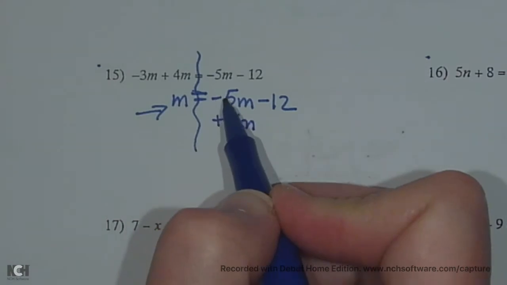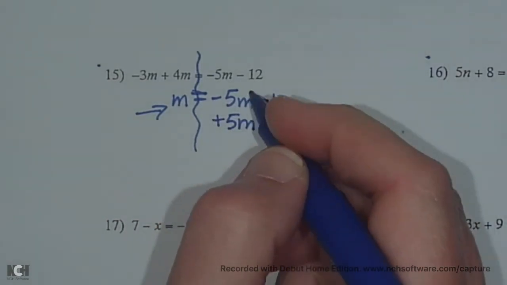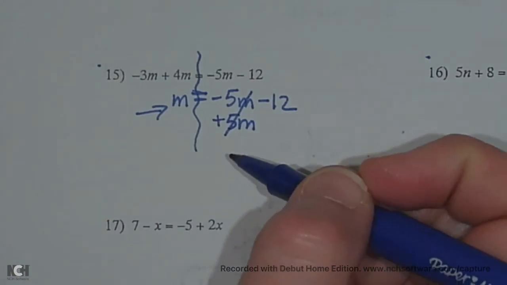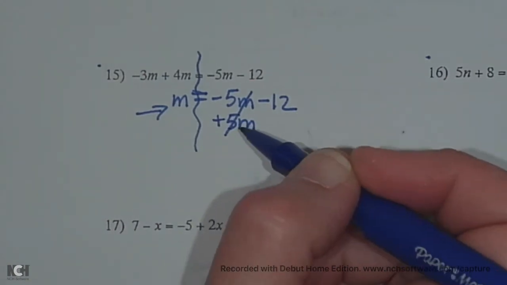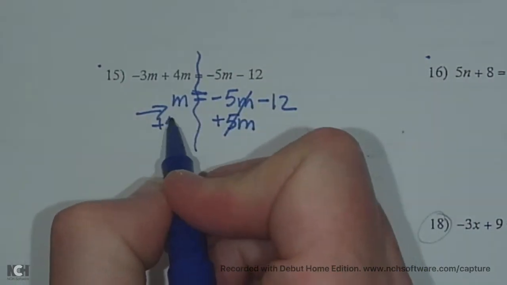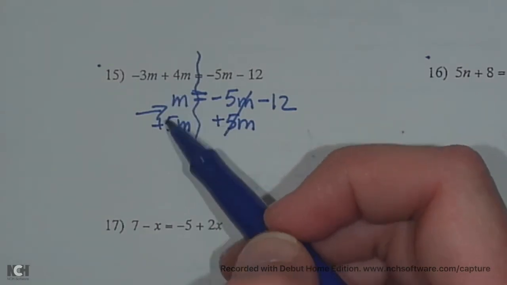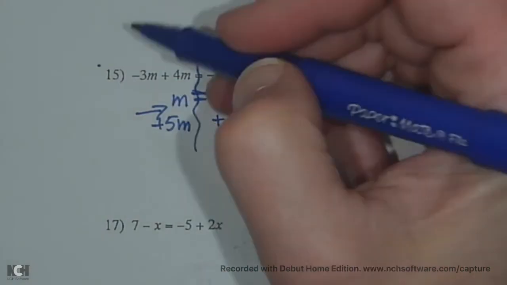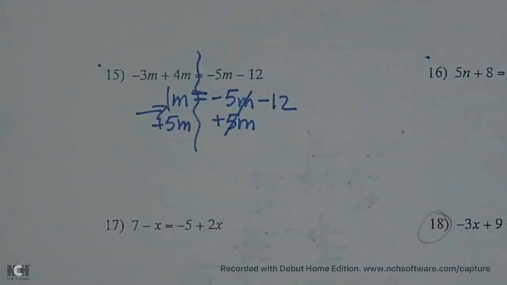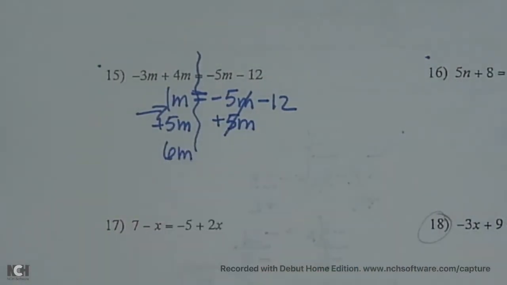So when you combine the negative 5m with the plus 5m, that's just going to be 0. So that's going to cancel out, which is awesome. Now what I did to one side, I have to do to the other side, so I better add 5m over here also. Okay, so m plus 5m, and you can always think of there being a 1 in front of that, right? So 1 plus 5 is 6, so we're left with 6m over here.